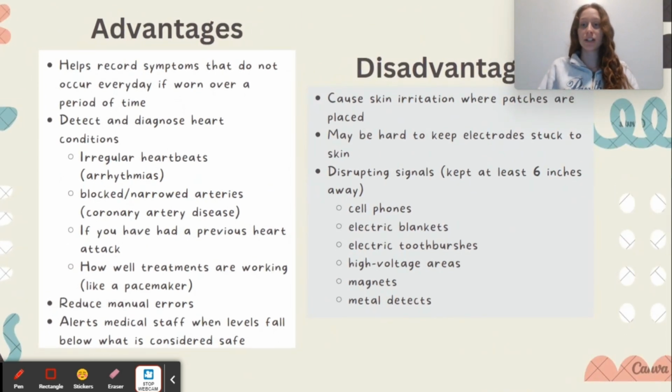So some advantages of the vital signs monitors are they help record symptoms that do not occur every day if worn over a period of time. And this helps you detect and diagnose different heart conditions, such as irregular heartbeats, arrhythmias, blocked or narrowed arteries, like coronary artery disease, if you have had a previous heart attack, and how well treatments are working. So, like an example would be a pacemaker.